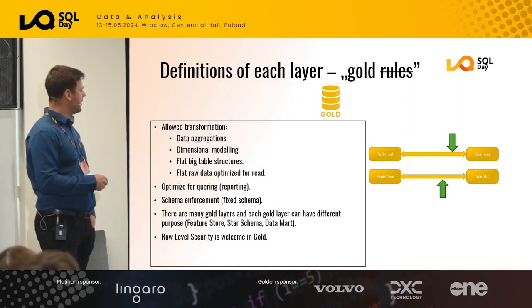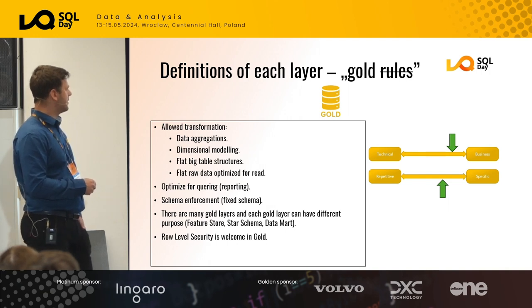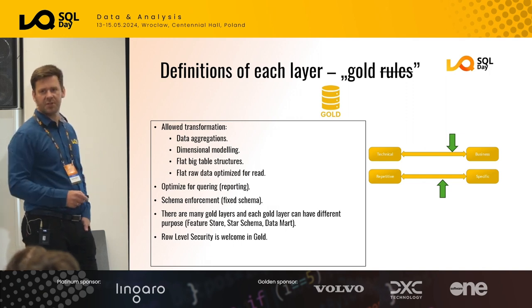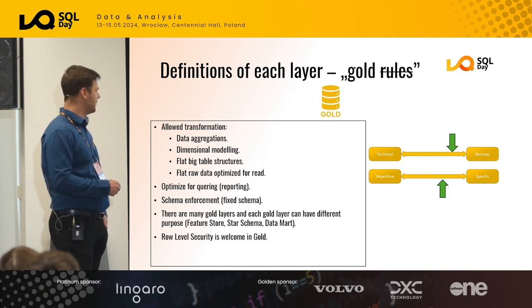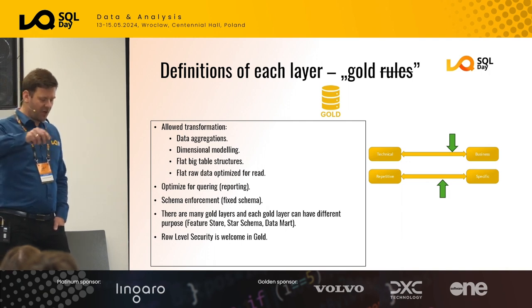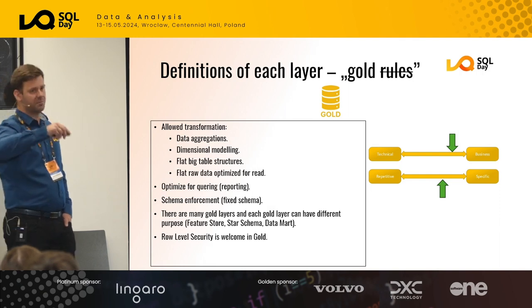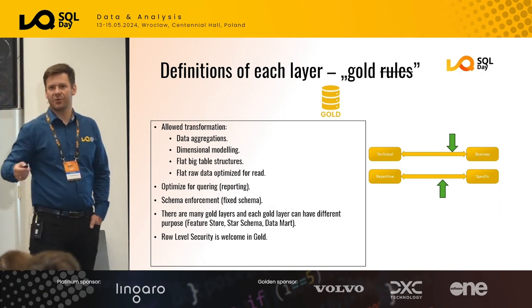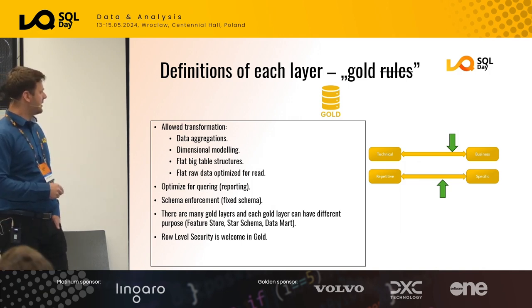So for example, what we usually do in a gold is data aggregation, dimensional modeling, flat big table structure, for some operational reporting, for some raw single row lookups, for example, even flat raw data optimized for read. Sometimes we take data from this gold, and as if you've been in a James session, people move it to SQL Server or Cosmos DB, for example, for lookups.